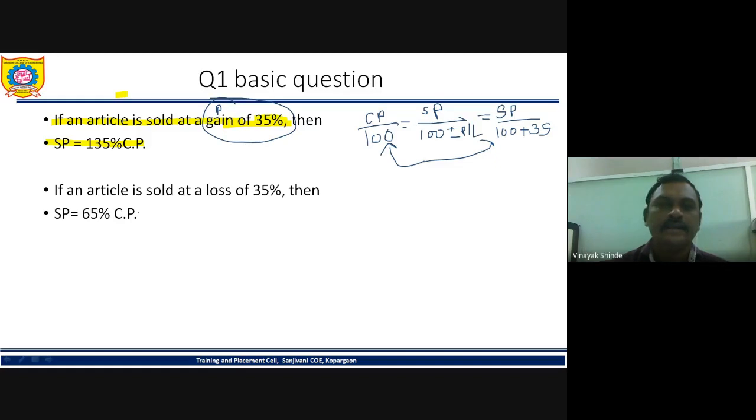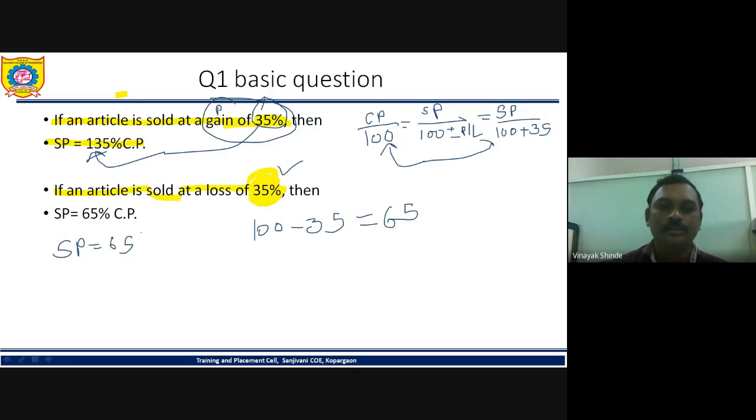Second case is if an article is sold at a loss of 35%. As you know, we subtract loss from 100 and we add profit to the 100. So in the first case there is a profit of 35, therefore the total selling price is 135, 100 plus 35. In the second case, this is a loss, so subtract this loss from 100. So this is 65%. So the selling price is 65% of the cost price.